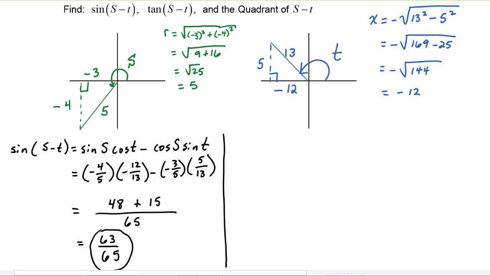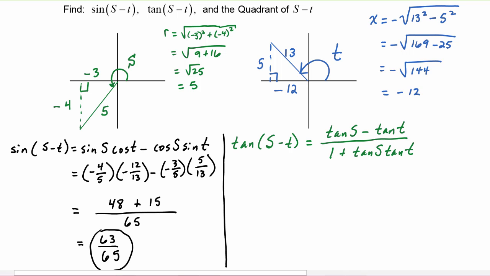Next, we can find the tangent of S minus T. So we start by writing down the identity. It's going to be tangent of S minus tangent of T divided by 1 plus tangent of S times tangent of T. And let's fill in these values.